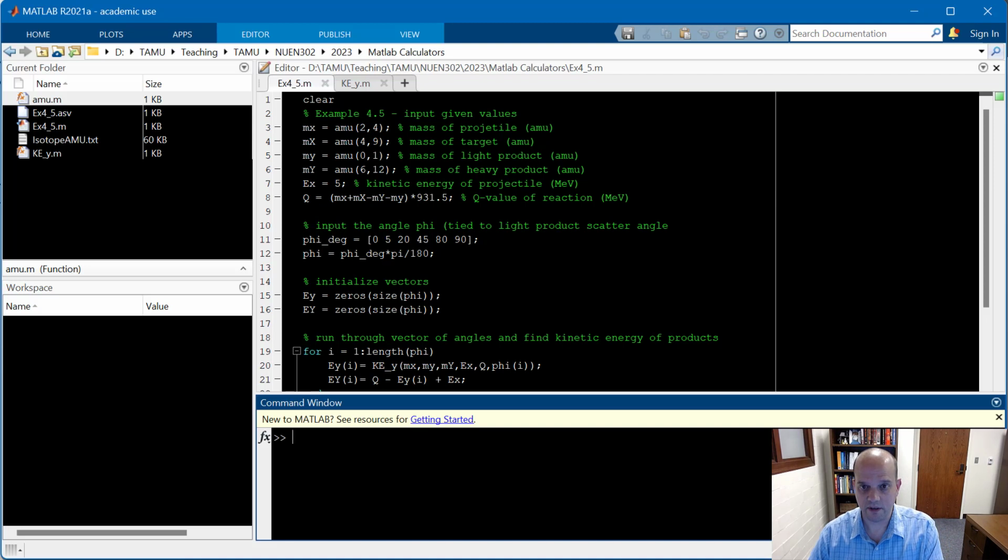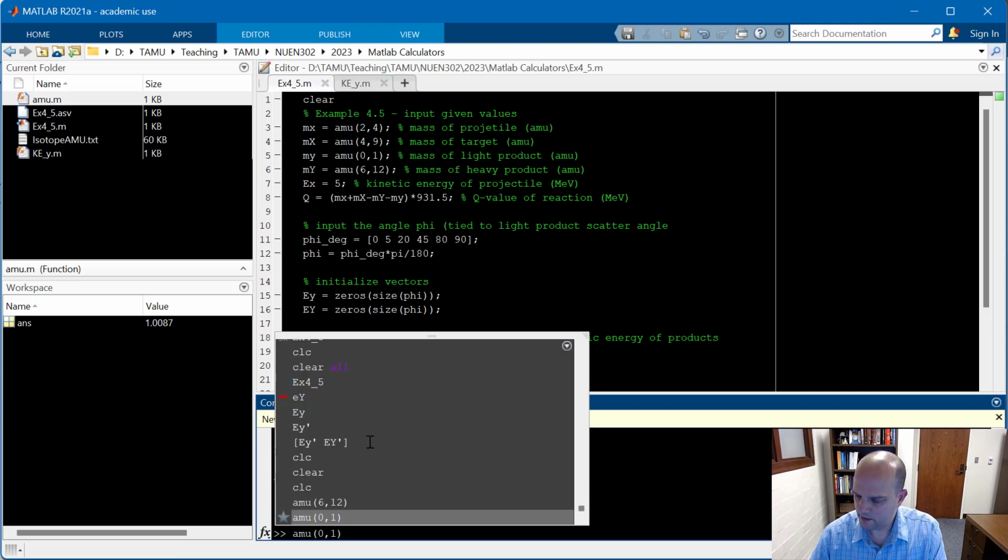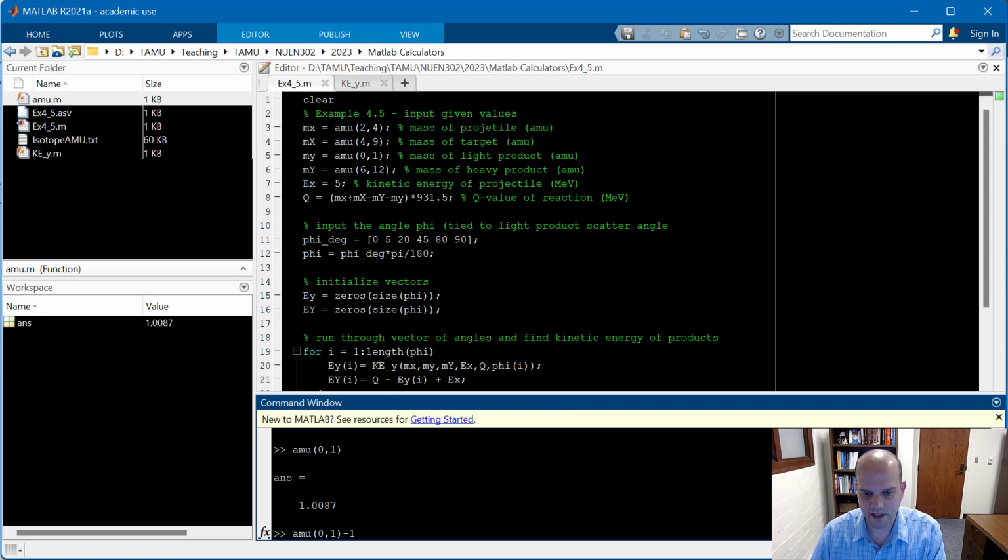Just let me show you how this looks if I do AMU 6, 12. I should get a value of 12, yeah. And if I do 0 and 1, then that is the mass of my neutron. And if you're scared that I'm not collecting enough digits, that's just how it displays it here. But if I take this and I multiply that, you'll be able to see it a little bit better. So I've got lots of digits of precision there.